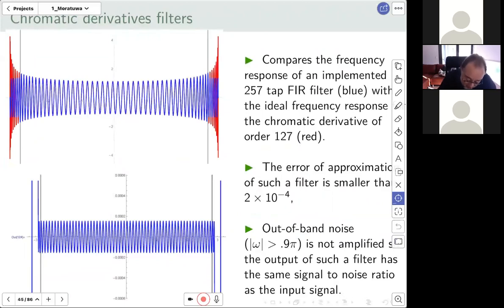So it is a differential operator of order 127. And you can see that in 90% of the spectrum, where the content of information of your signal is, it is accurate with accuracy 2 times 10 to the minus 4. And at the edges of the spectrum, it doesn't blow up the noise at all, because it remains essentially between -1 and 1. So it will not amplify the noise.